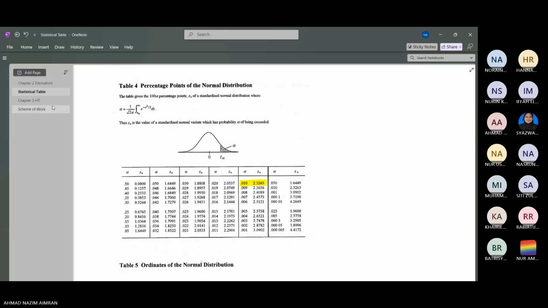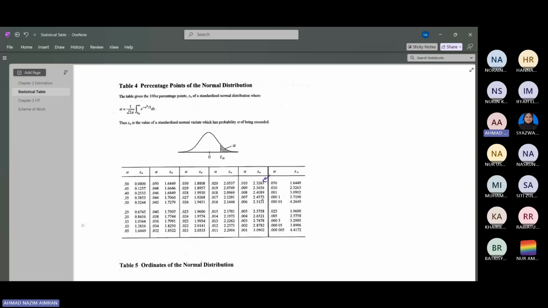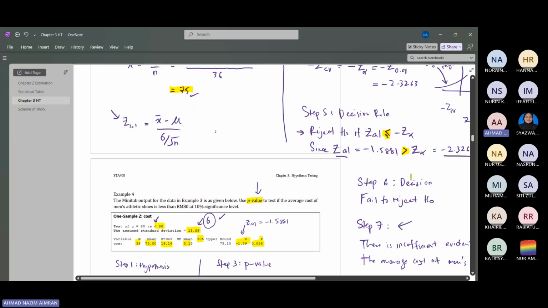In the previous example, it is not actually 0.01. Okay, please be careful, because previously we used this value 2.3263, but our alpha is not 0.01. Our alpha is actually 0.1, this value 1.2816. So this is actually our alpha, right? So we need to change a bit here in our previous example.